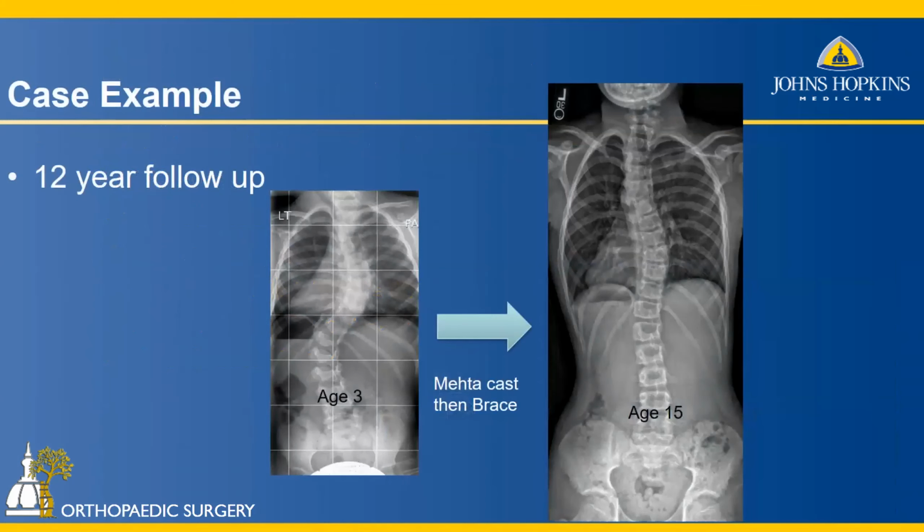So here's an example of one of my patients with a double curve. It was metacasted and then braced. And here he is at age 15, not yet done growing, but still, I think, in pretty good shape, hopefully, for the future.